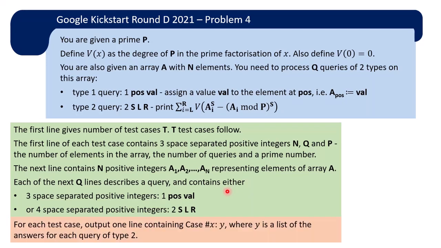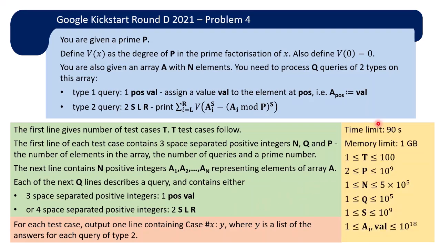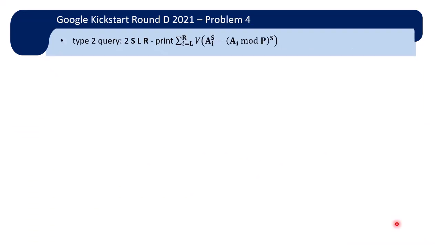Then you're supposed to output a line containing the case number followed by a list of the answers for each query of type 2. You stack them together and output it. And then here are the limits. I won't go through them in detail, but basically all the numbers can be quite big, so there's no chance of brute forcing. To give me space to go through the solution, I'm just going to retain this part of the problem statement, as the rest should be quite memorable.